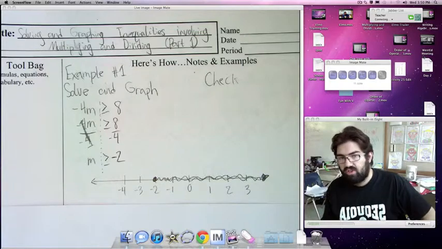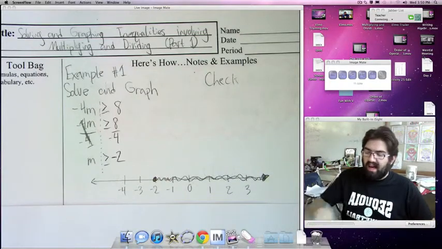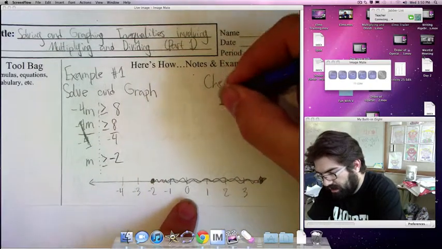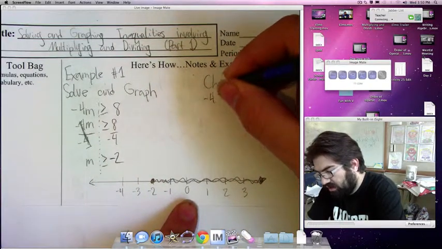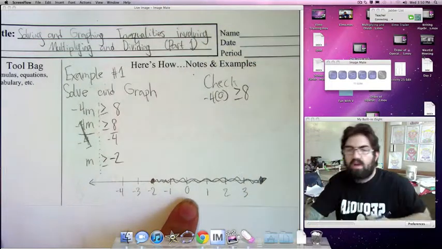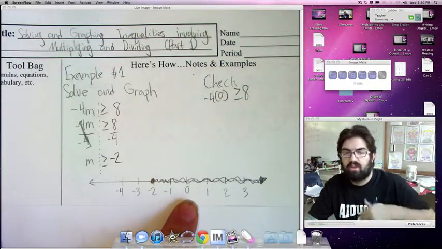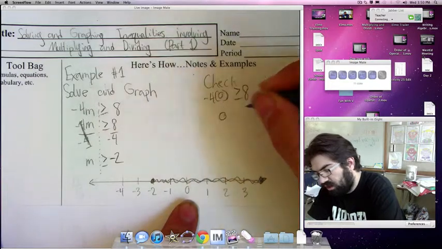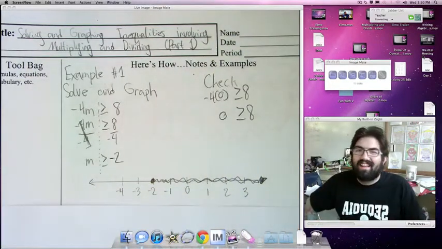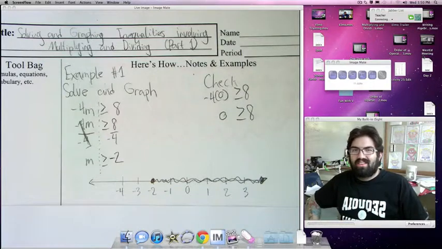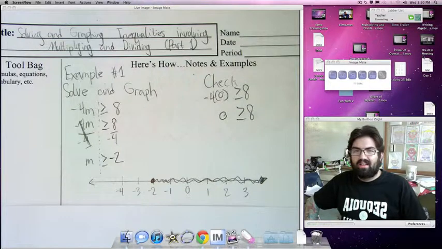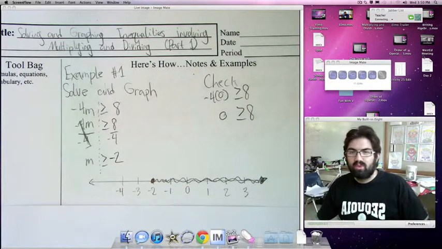So if that's the case, let's choose a number. You know me, if I can choose 0, I always choose 0. -4 times 0, is that greater than or equal to 8? -4 times 0 is 0. So the question is, is 0 greater than 8? No, it's not. 0 is smaller than 8. So this isn't true.